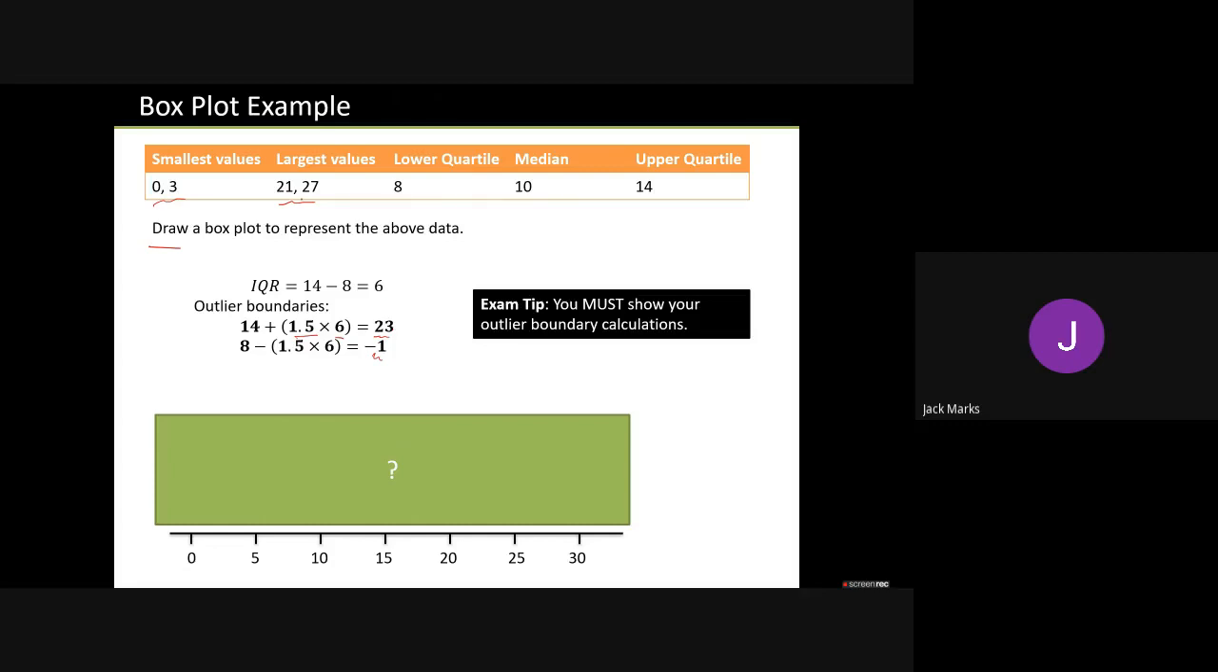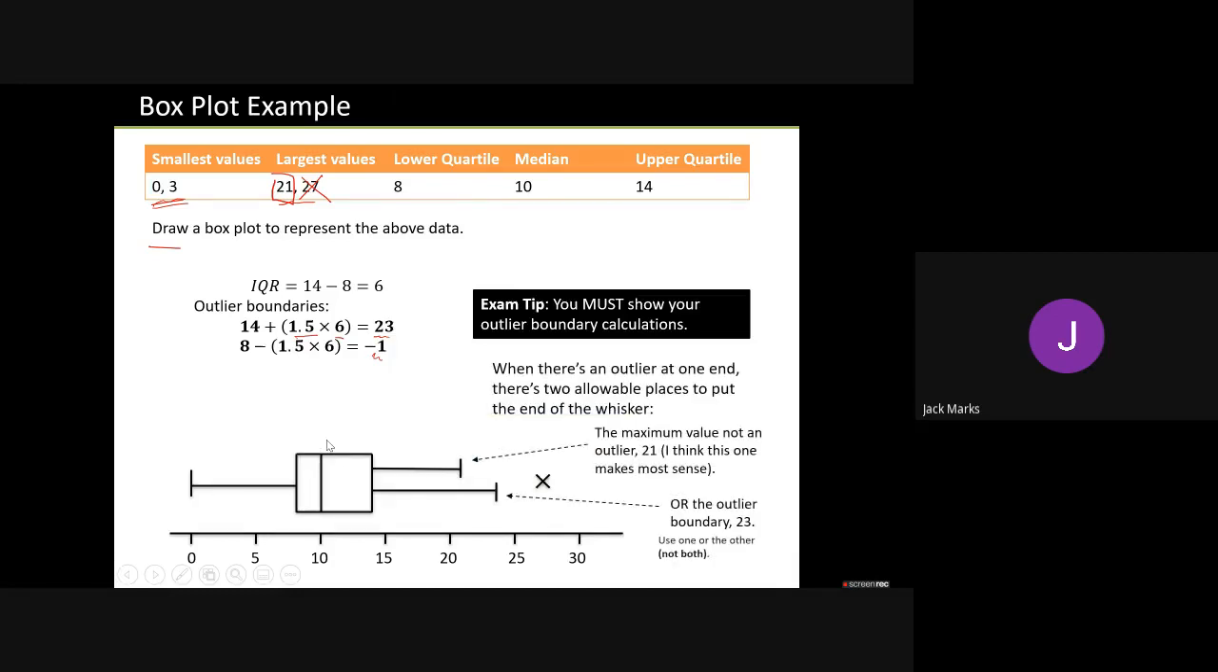Why is it useful to give this information at the top? Well, we see that 27 lies outside, so we're being given this value here, so we could replace the maximum with this new value here. The smallest values, there's no change. So if we wanted to draw a box plot here, we have two choices. The median, the lower quartile, the upper quartile, and the minimum should all appear as this.